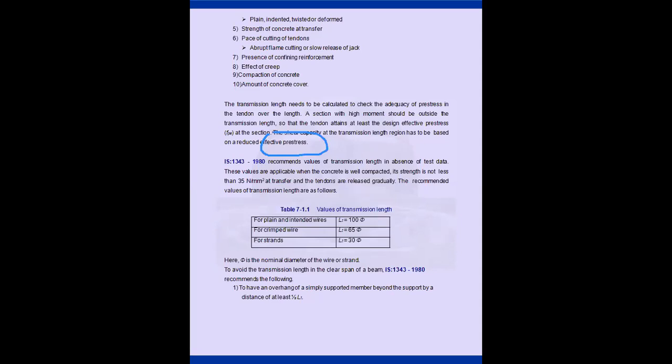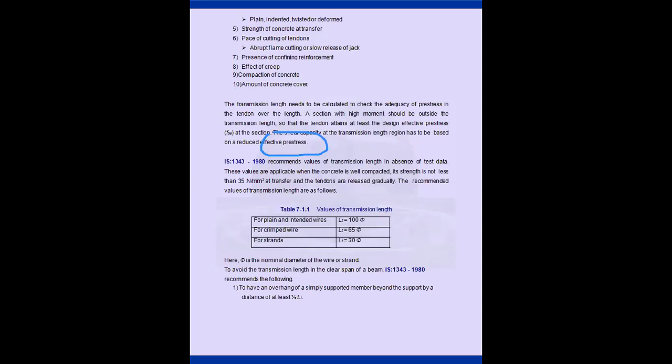And the next one is presence of confining reinforcement. How the reinforcement was confined with the concrete is also very, very important. Don't think that only pre-tensioning strands will be there in pre-cast members. If you see any RCC beam, along with the pre-stressing strands, there will be some reinforcement in the beam, right? What kind of reinforcement is it? It is called skin reinforcement. So that is called confining reinforcement. How much reinforcement you are providing is also going to affect the transmission length.